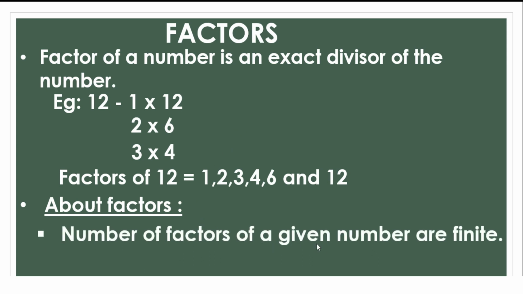The number of factors of a given number is finite. What is meant by finite? You can count the divisors, that is factors, of a given number. See, here factors of 12, we count it as 6 numbers which are exact divisors of 12. That is called finite. The number of factors of 12 is 6 now.